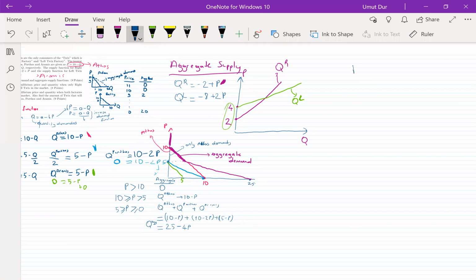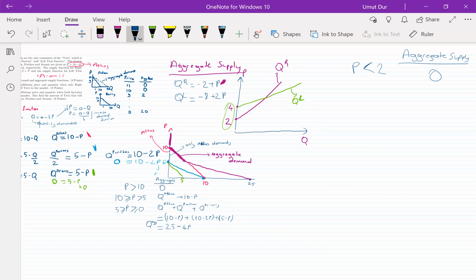Okay, so these will be the price levels that I will be interested in, and I'm first asking the following question. When the price is less than 2, will any of those firms supply to the market? Is there a supply when the price is less than 2? No. None of them would like to supply when the price is less than 2.